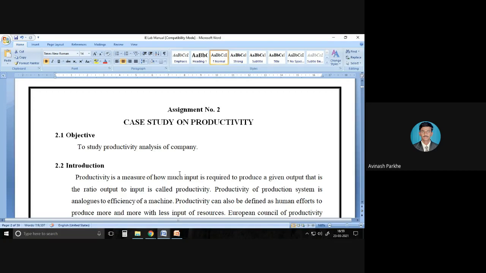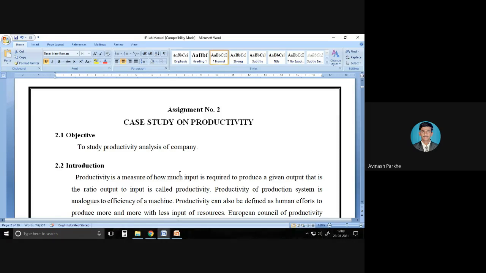If your output increases with fewer input parameters, then we can say that the productivity increases, because productivity is directly proportional to the output. If output increases, productivity increases. But in order to increase productivity, your input parameters should be less. Sometimes what happens, we are increasing the output, no problem, but in order to increase that output, the input resources are also increasing. At that time, we cannot say that the productivity is increased.